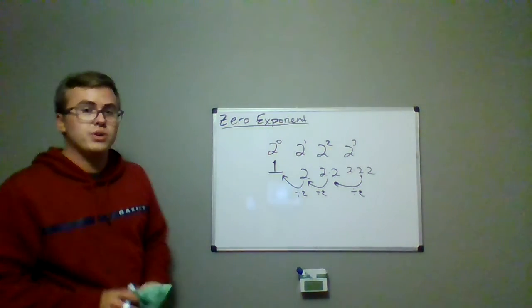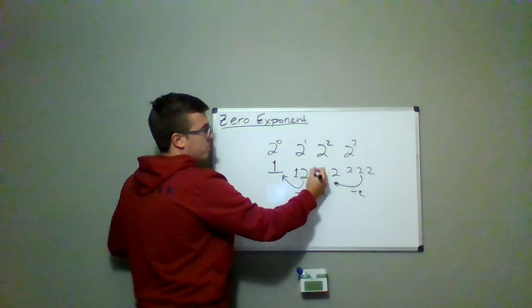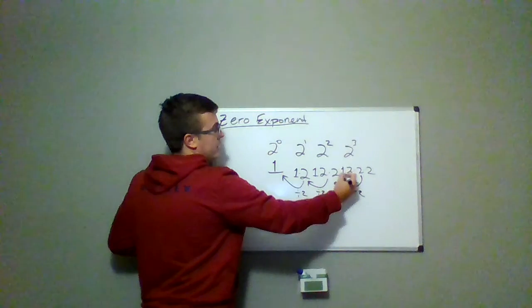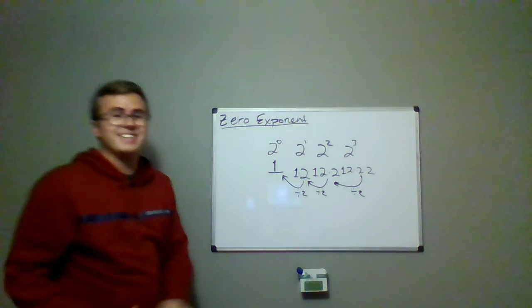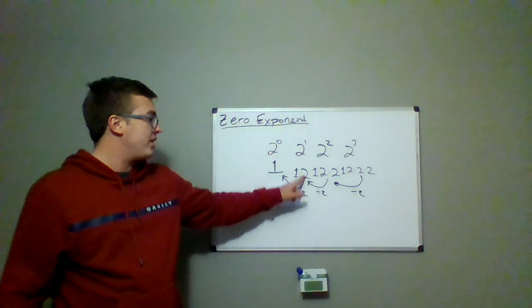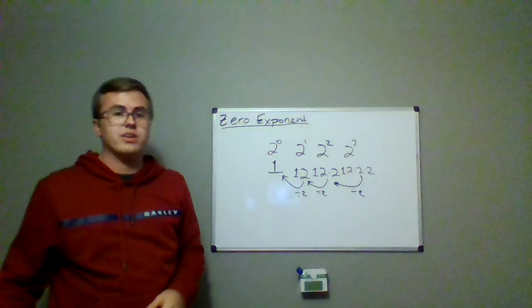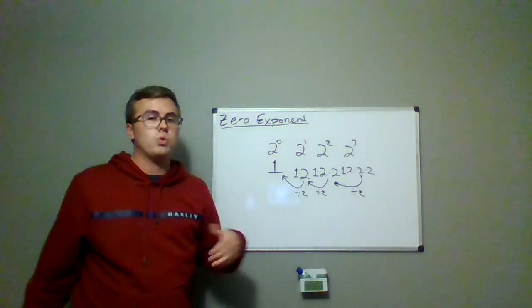Another way that you can think about it is all these terms over here, you're actually also multiplying by 1, because anything times 1 is going to be itself. So 1 times 2, I have 1 2 there. So it's 2 to the first power. 1 times 2 times 2, that's 2 squared. I still have that placeholder of 1.